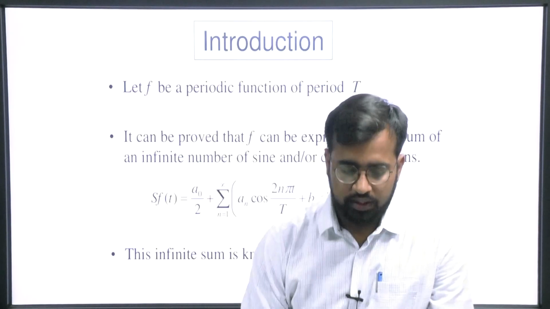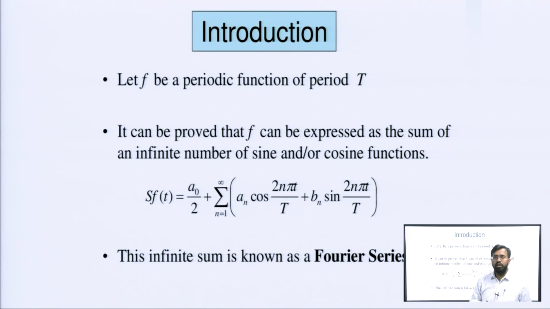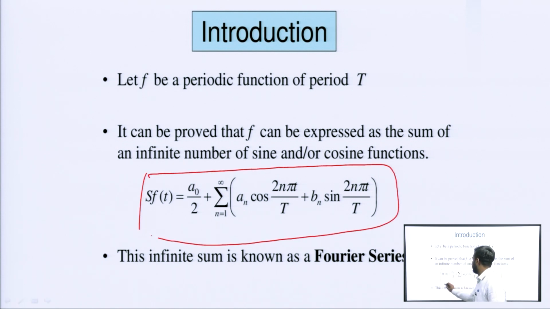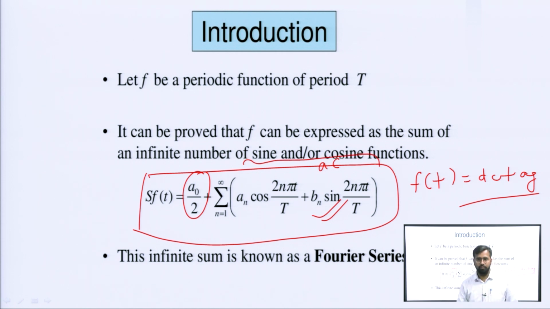Now, what is the condition? The foremost condition is that we can represent only those functions which are periodic. Only a periodic function can be represented in the Fourier expansion. This is the formula. What I have told you is that the function should be DC plus AC. This is the DC value, and this much is the AC value.